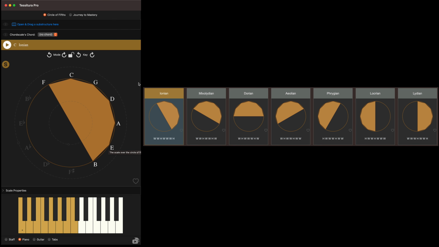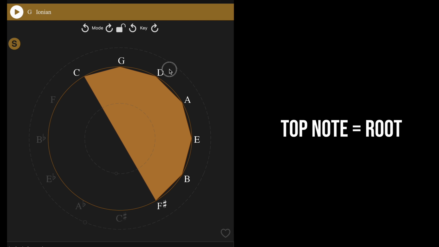And not just the shape of the graph, but also its orientation or rotation within the circle. In other words, the major scale is both this specific polygon at this specific angle. The cool thing is if we rotate the notes by dragging the outer controller around the circle, we get the major scale in all the different keys.